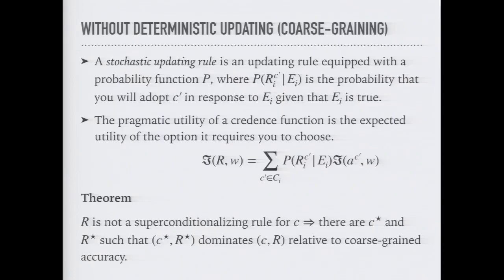Sorry, this is put wrongly. You can get conditionalization out of this if you use the coarse graining method that I was talking about before, where the accuracy of a rule at a world is the expectation of the accuracy of the posteriors that it endorses.